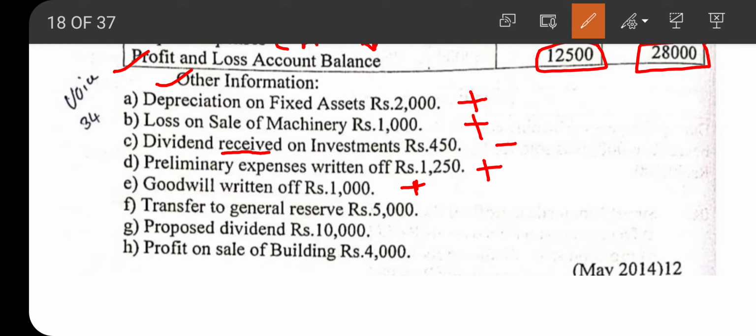Transfer to general reserve is a non-operating item. Proposed dividend is a non-operating item. Profit on sale of building means it is a non-operating income. On sale of building, it is a non-operating income. So you need to deduct it from the closing balance of profit and loss account.